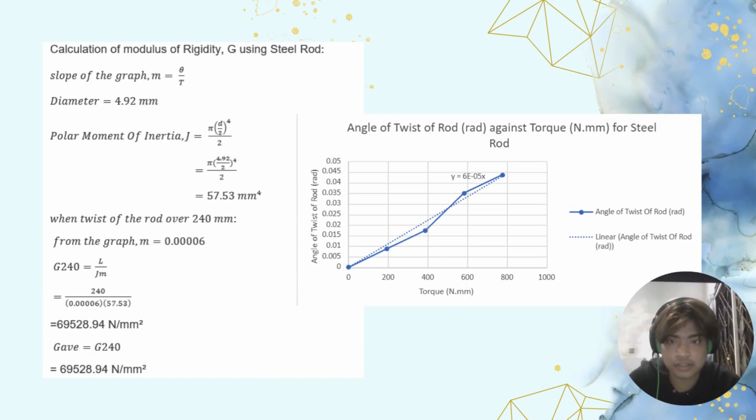This is the calculation for steel rod and the G average that we get is 69,528.95 Newton per millimeter square, and this is the graph of angle of twist of rod against torque for steel rod.